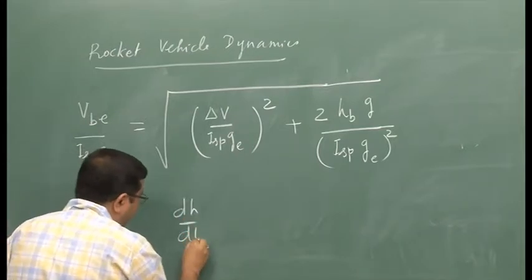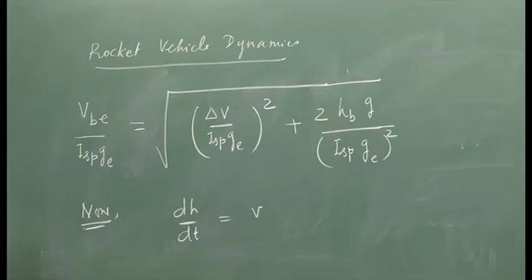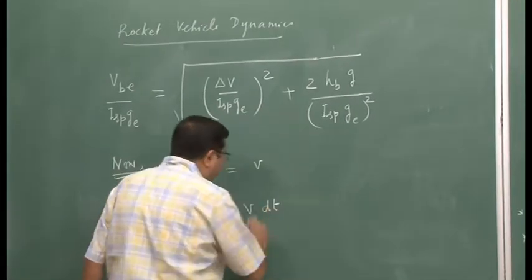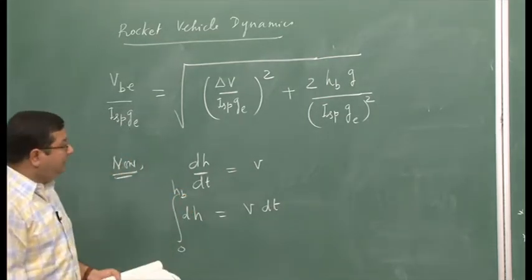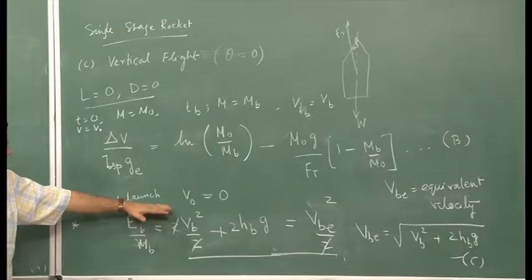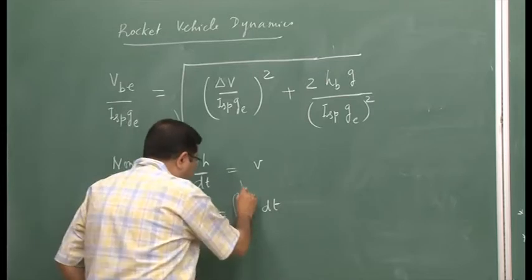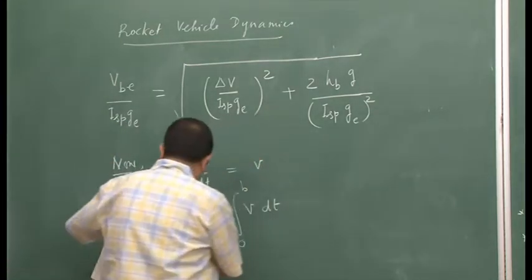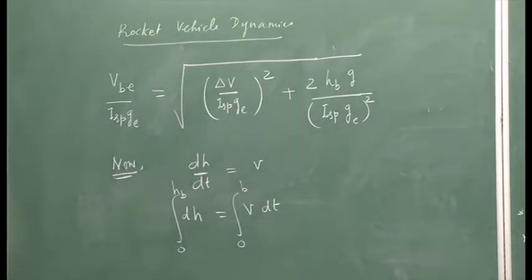the rate of change of altitude d h d t is equal to v, right, that is the velocity of the vehicle. Therefore, d h is equal to v d t. If we integrate this from 0 to h b, 0 is on the ground, we are talking about the ground launch, to h b the burnout height, then this is equal to integral from 0 to b, the burnout state, of v d t. Okay. So, the first term here then is equal to h b. So, the left hand side of that equation is h b.